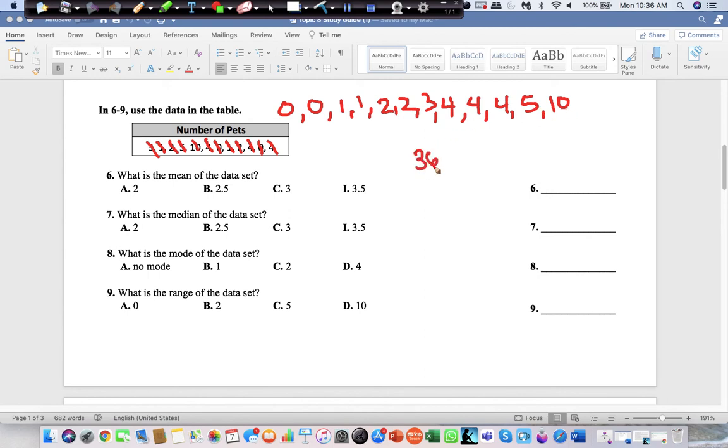So now we have 36, and we are dividing that by 12 because there are 12 numbers total. 36 divided by 12 is 3. 3 times 12 is 36, and when we subtract, we get 0. So our answer is C.